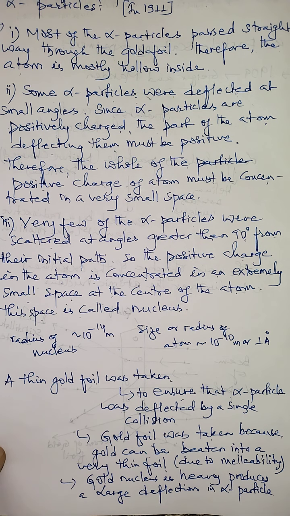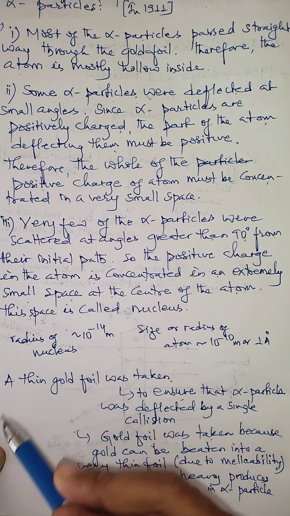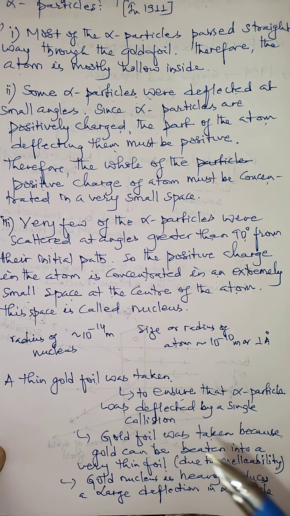Next, the last point is that gold is one of the metals whose nucleus is heavy. This heavy nucleus produces a large deflection in the alpha particle. So in order to know the scattering of alpha particles over a large range of angles and to produce large deflection, a heavy nucleus must be taken, and gold is one of the heavy nuclei. So these are the points which are basically asked about this particular experiment.